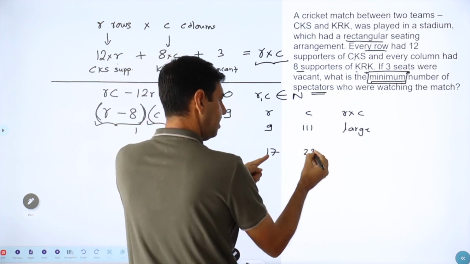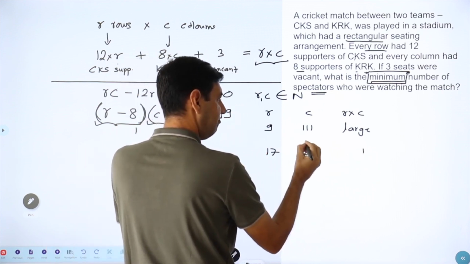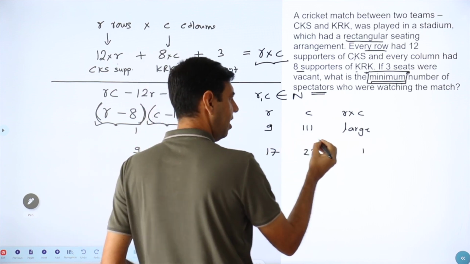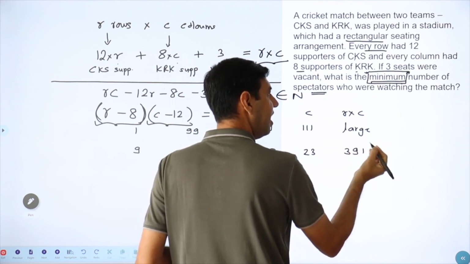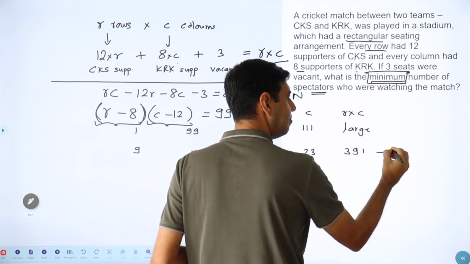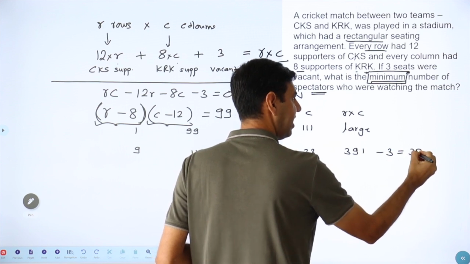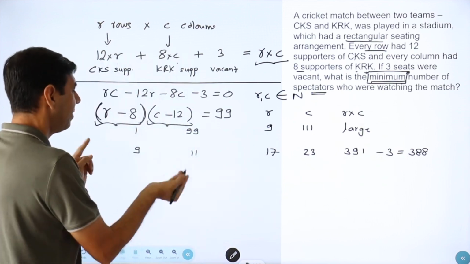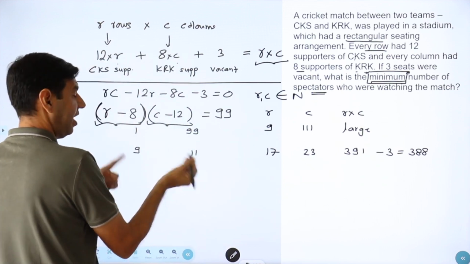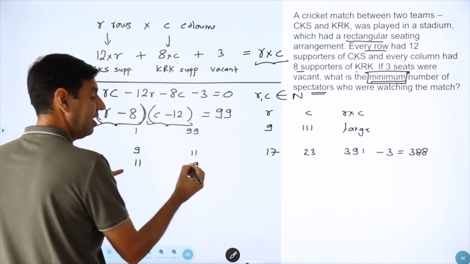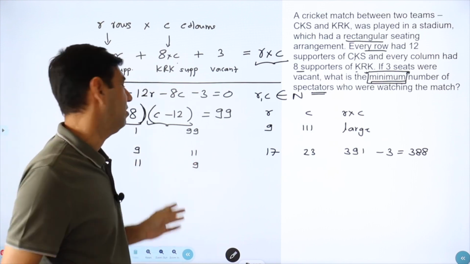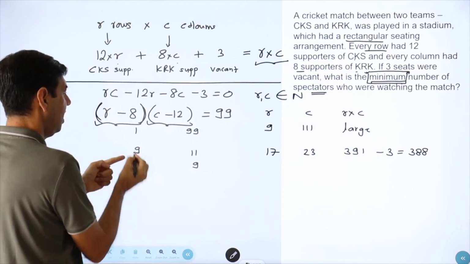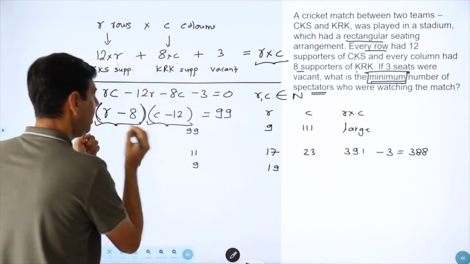17 into 23 is 17 3s are 51, 5 carryover. 17 2s are 34 and 5, 39. Now the number of spectators is this minus 3, which is 388, and 388 is there in the options, so I know that I'm going the right way. But I still do not know whether this should be 11 or 9, or this should be 11 and that should be 9. So I'll try them both. I'll not sit in an exam and waste my time thinking about theory and so on. Okay, so this gives me 11 plus 8, this is going to be a 19.